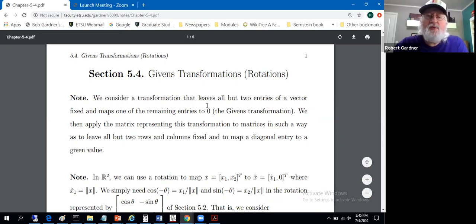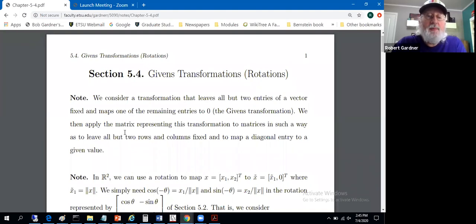So we consider a transformation that leaves all but 2 entries of a vector fixed and maps one of the remaining entries to 0. This is called a Givens transformation. We then apply the matrix representing this transformation to matrices in such a way as to leave all but 2 rows and columns fixed and to map a diagonal entry to a given value. Plenty of geometry on this first part.